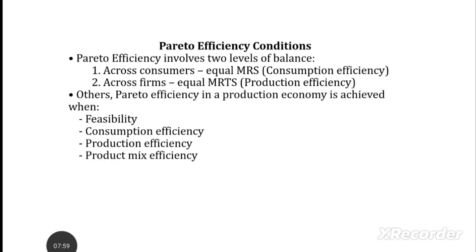The last slide: Pareto efficiency conditions. Pareto efficiency requires two levels of balance. One, across consumers, equal MRS, which is consumption efficiency. The second condition, across firms, equal MRTS, which is production efficiency. Other Pareto efficiency conditions are feasibility and product mix efficiency.